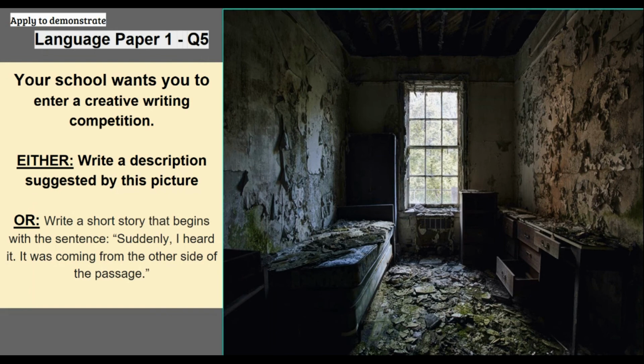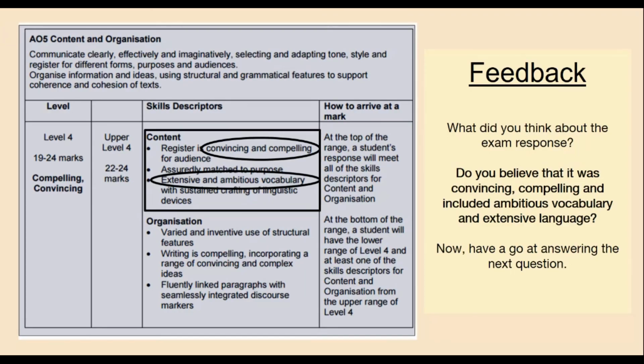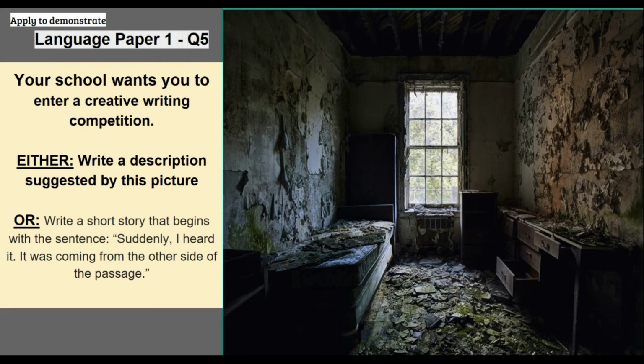And I want you to really look and think about these key terms. Is the work convincing? Is it compelling? Are you going to use ambitious vocabulary and extensive language? Okay, so I need you to plan really carefully. Think about the vocabulary that you're going to be using. Think about all of those literacy features you can use. How can you get a metaphor, simile, repetition, alliteration, personification, pathetic fallacy in there?